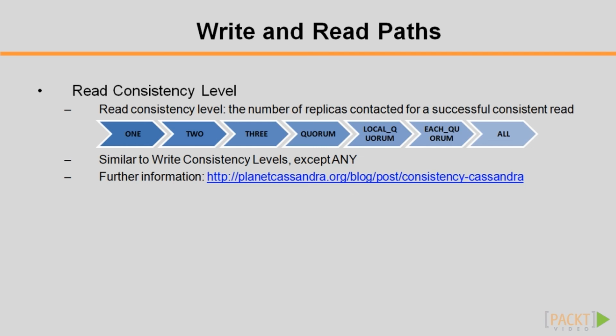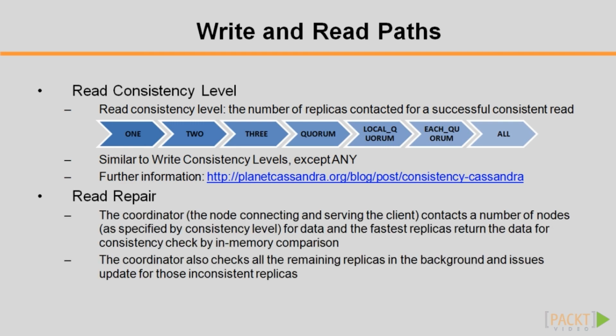Read consistency level is the number of replicas contacted for a successful consistent read. Almost identical to write consistency levels, except any isn't an option here. During a read, the coordinator, which is just the node that happens to be connecting and servicing the client, contacts a number of nodes, as specified by the consistency level, for data, and the fastest replicas will return the data for consistency check by in-memory comparison. As it isn't a dedicated node, it makes Cassandra lack a single point of failure. It also checks all the remaining replicas in the background.